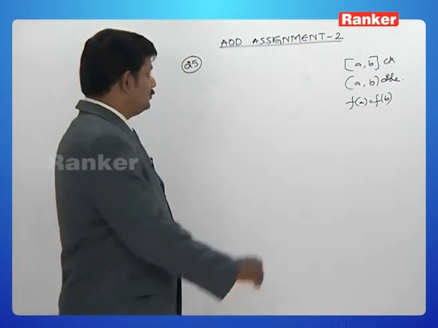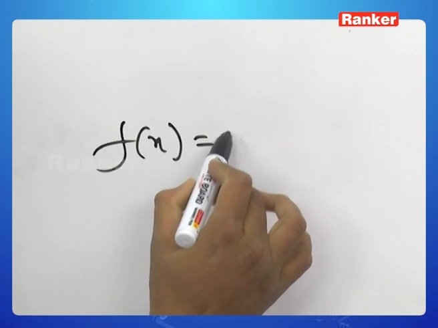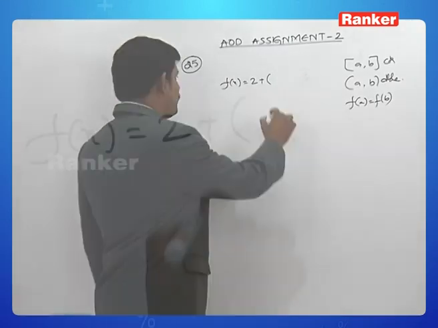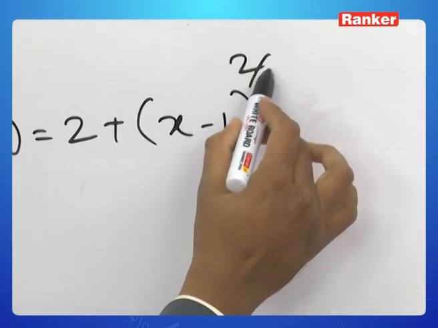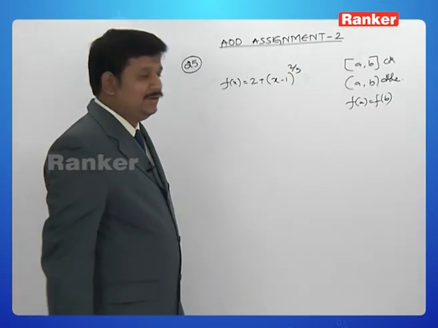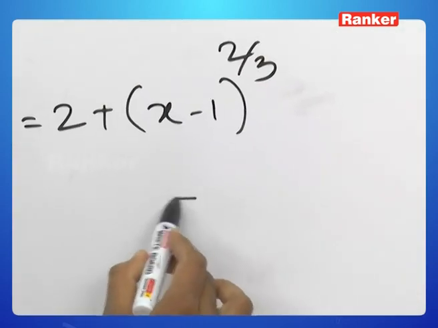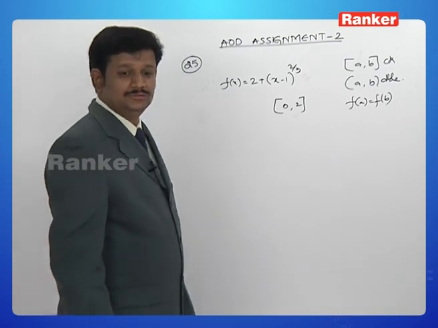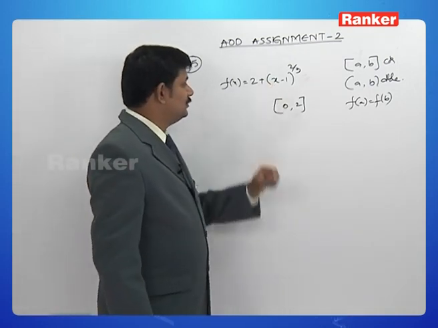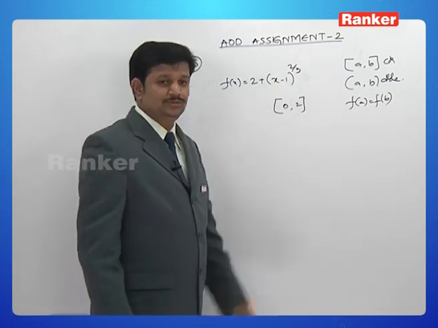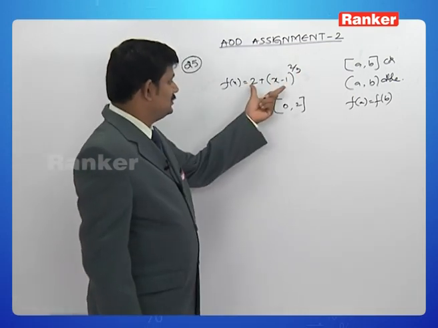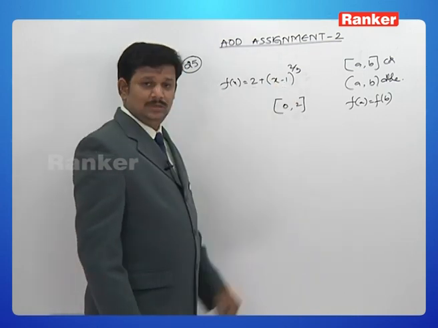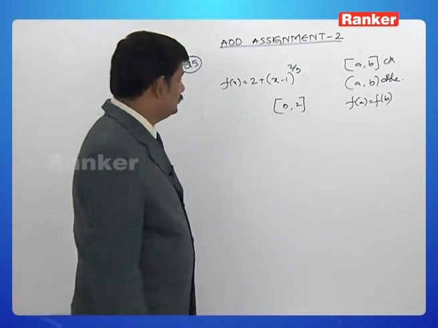F of x is equal to 2 plus x minus 1 power 2 by 3. We have to see whether this function is continuous and differentiable in 0 to 2, and if f of 0 is equal to f of 2. F of 0, put x equal to 0. Minus 1 power 2 by 3 is 1. 2 plus 1 is 3. 2 minus 1 power 2 by 3 is also 1. F of 0 is equal to f of 2.